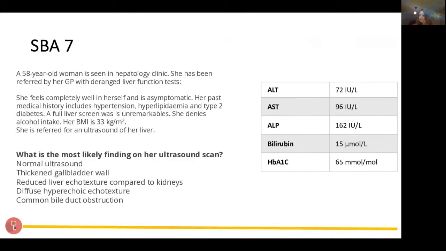And I've been a bit unfair in this case. I haven't given you the normal ranges for the ALT, AST, and ALP. And I also don't remember them off the top of my head. But let me just help you out. Let's just say that the ALT is more raised than the AST, and the ALP is raised as well, and the bilirubin is raised as well. Obviously the HbA1c is above normal range as well.